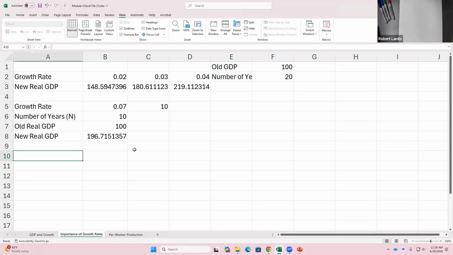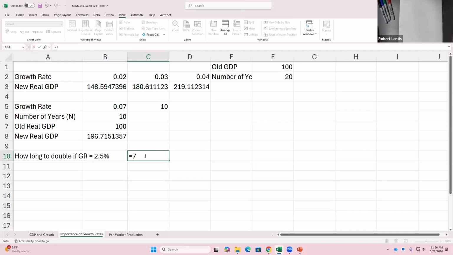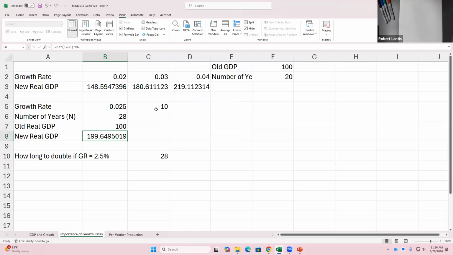If instead we're trying to answer those questions, if I'm trying to figure out how long it would take my GDP to double if I had a 2.5% constant growth rate, well, we can use that general rule of thumb, divide 70 by 2.5, and we should get that it takes about 28 years. I could kind of prove this to myself. I wanted to change these numbers, 0.025, 28. Sure enough, real GDP about doubles.